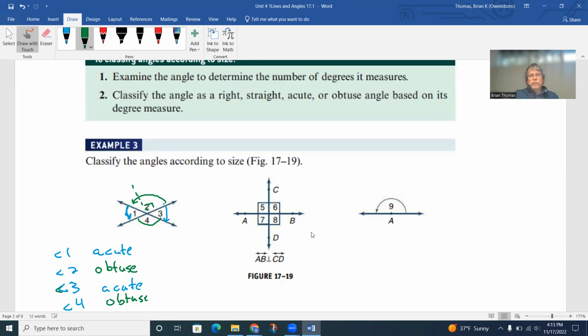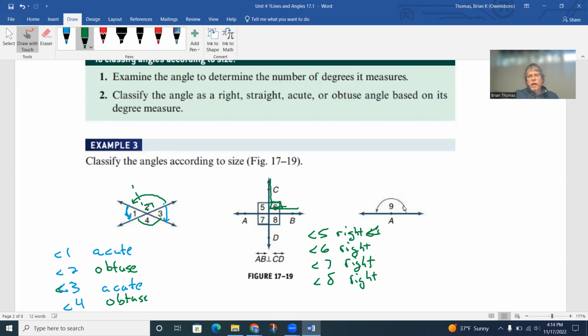So if I look at angle 5, angle 6, angle 7, angle 8, notice how those all look like right angles. So those are right angles, or we can simply say right. Remember, right angles measure 90 degrees. Notice how we use a little square as our notation there.